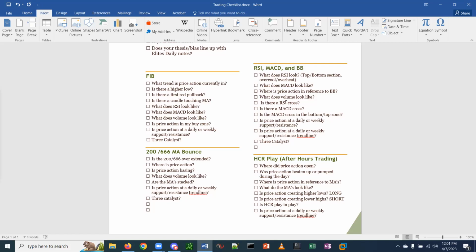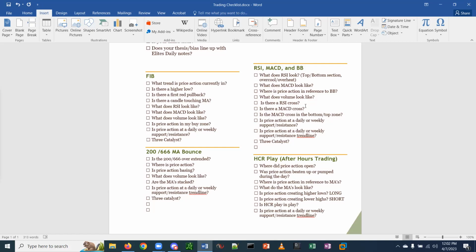Know what I'm saying? Like this question: is there an RSI cross? The more in-depth answer is: is the RSI cross in the overcool or the overheat? Is a MACD cross in the bottom zone or in the top zone? You just have to go deeper into those indicators, and that's what's helped me come up with better rules.